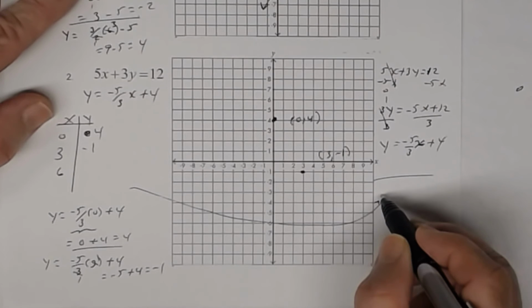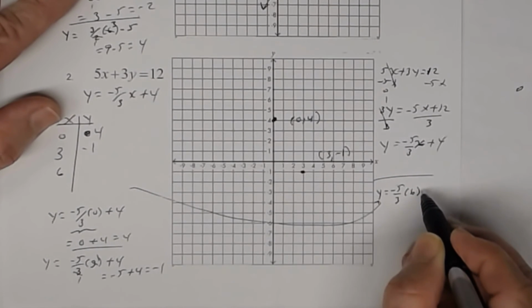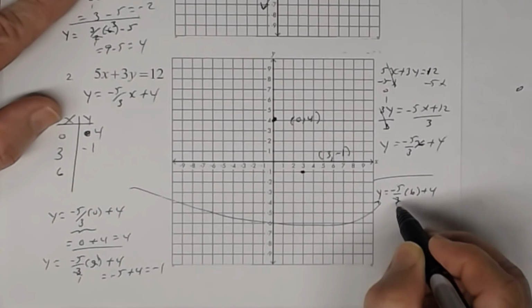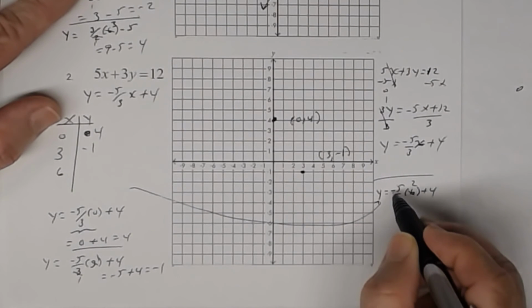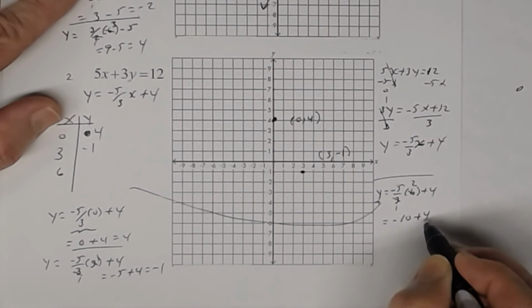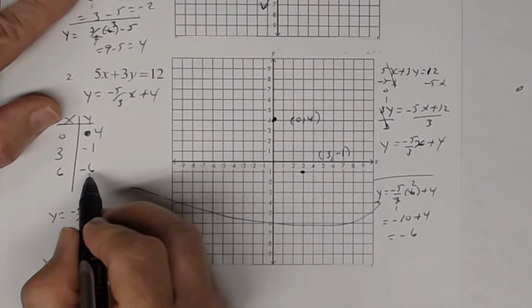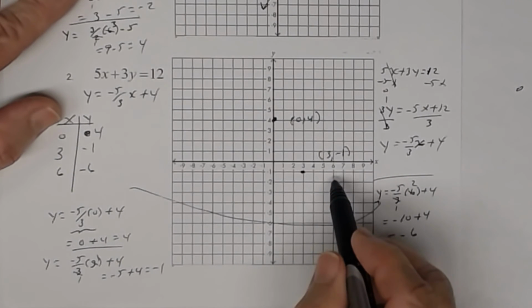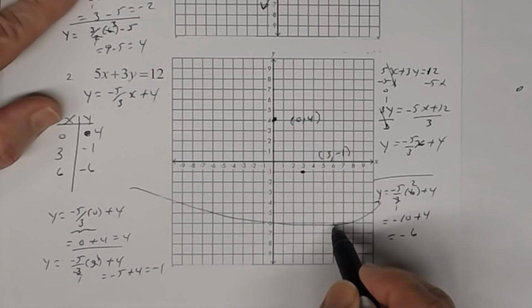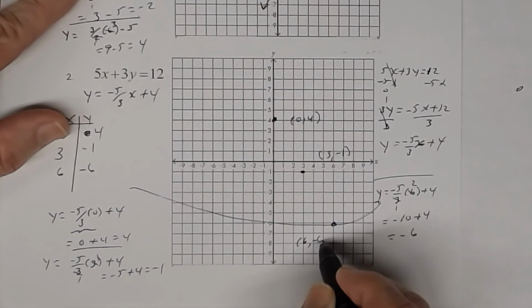I get y equals negative 5/3 times 6 plus 4. 3 into 3 is 1. 3 into 6 is 2. Negative 5 times 2 is a negative 10. Negative 10 plus 4 is a negative 6. So I get the point 6, negative 6. So 6, negative 6 is right here.